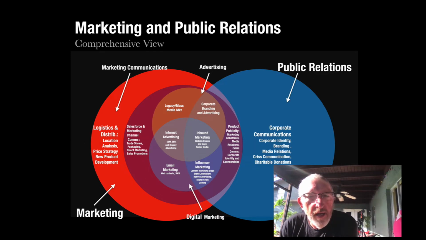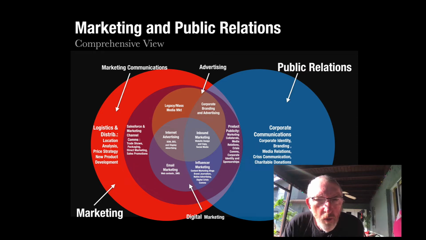Let's take a look at marketing and public relations. So this is a Venn diagram, and the way a Venn diagram works is that overlaps are shown. And in particular, I'll let you read through the marketing components. I want to get to where there's an overlap between marketing and public relations. So first, in the realm of advertising, there's corporate branding and advertising that occurs, and that's a crossover between marketing and public relations.